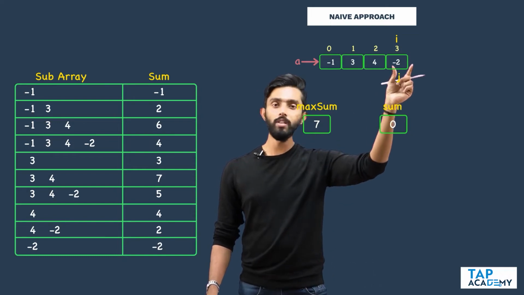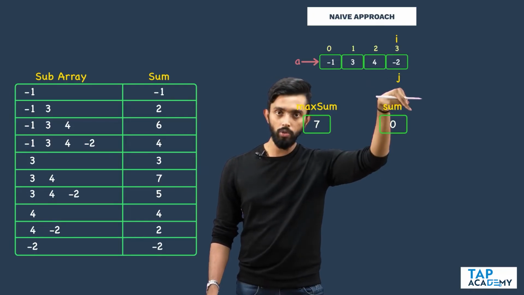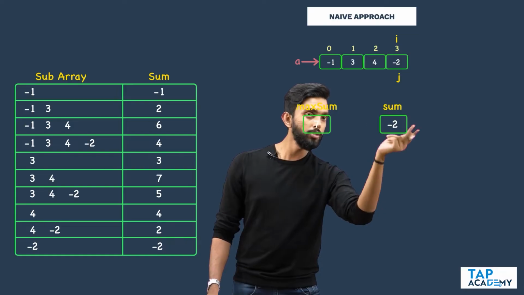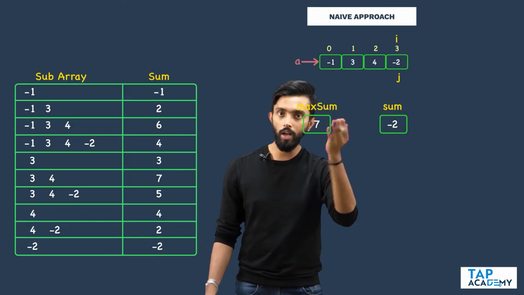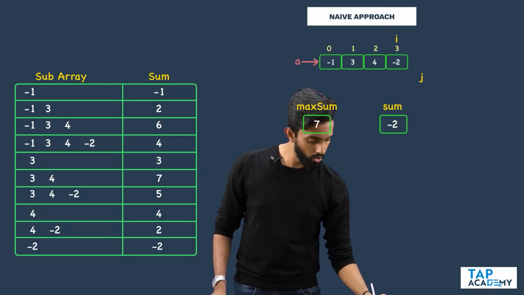Again, now this is my only subarray. So what is the sum of the subarray? -2 only. So whatever is j value, add it to sum. 0 plus -2 is going to be -2 only. Obviously, if I see which is max between maximum and sum, maximum is only larger, so maximum will be 7 itself. Next, j goes outside.